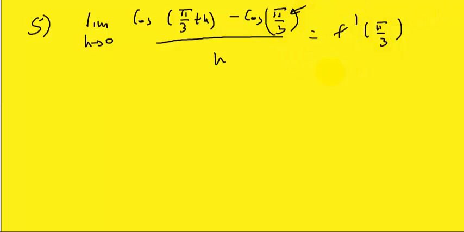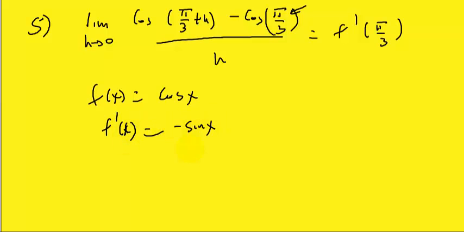Well, they gave you a hint. They shouldn't have given it to you. They told you what f of x is. What is f of x? Cosine x. That makes sense, because when you put in pi over 3 for the x. So they want you to take the derivative of this. When you take the derivative of that, and it exists, negative sine x. There it is.